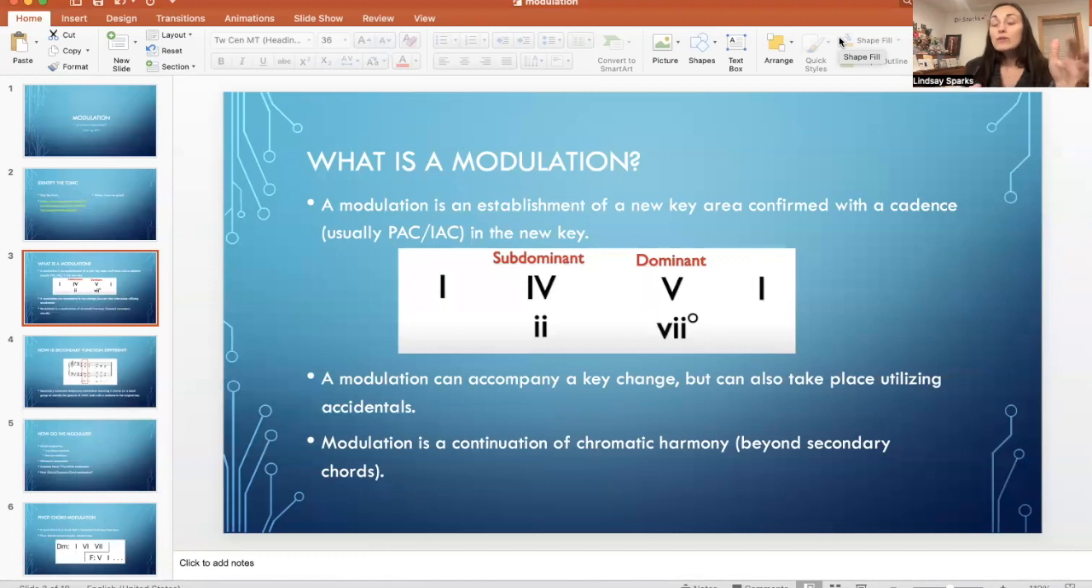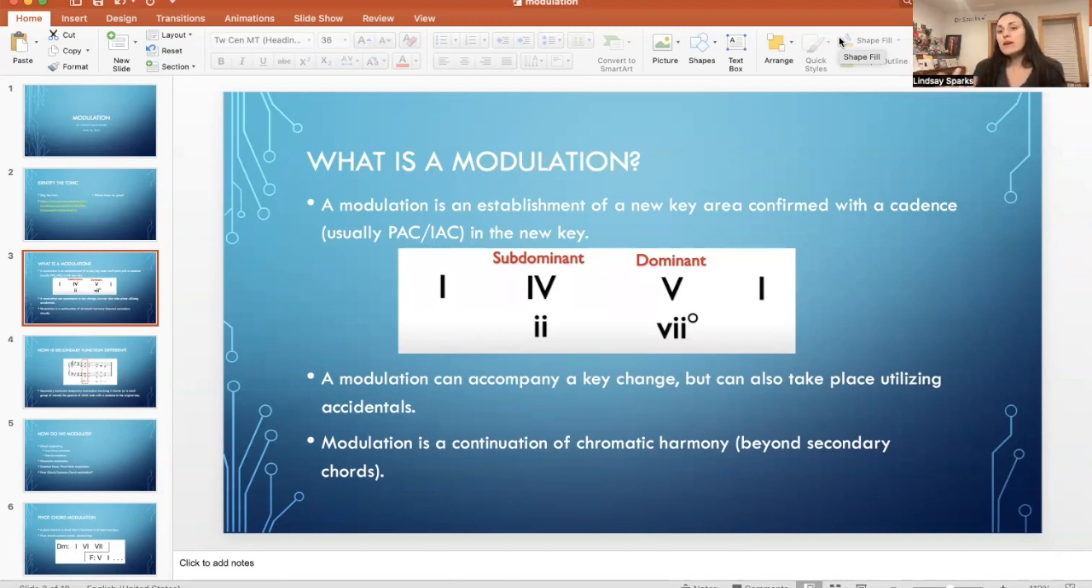So to confirm the new key, you're going to see basically a shift in accidentals and in pitch collection, so that we have a subdominant followed by a dominant followed by a tonic in the new key. And of course, these are our most likely possibilities. Modulation can accompany a written key change.